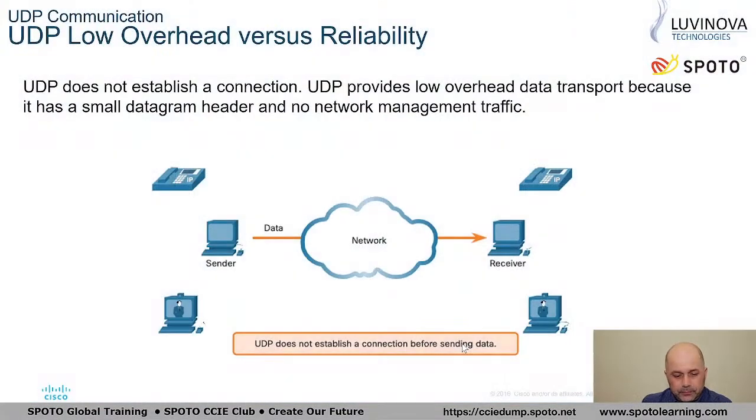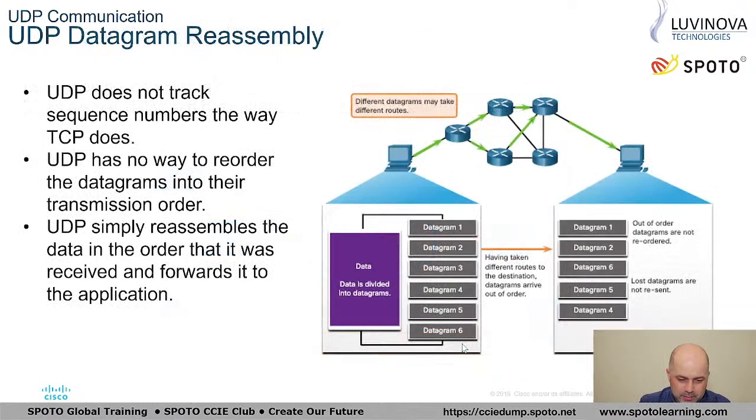UDP communication is low overhead versus reliability. It means faster, but not reliable. UDP datagram reassembly: UDP does not track sequence numbers the way TCP does. We already talked about it, but you must remember, UDP is a fast, low overhead, and not reliable protocol. UDP has no way to reorder the datagrams into their transmission order. If they are received in the wrong order, they are going to be constructed in that order. There is no possible way of tracking the order of sequence.